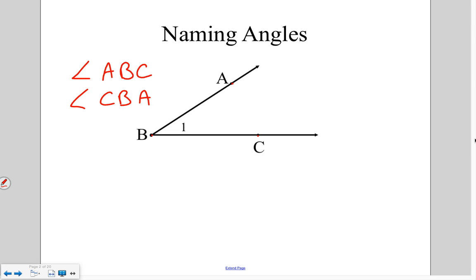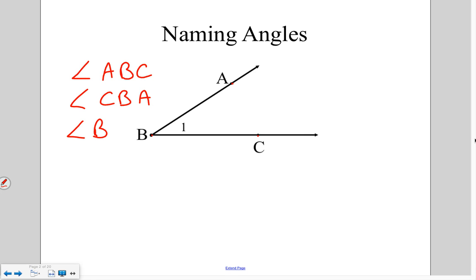Now, a couple other ways to name the angle, and we can do that in this diagram. You can name an angle by just the vertex. So another way to name this angle is just by saying angle B. This gets into trouble when you start having more than one angle at a specific point. But in this case, there's only one angle, and it's angle B. So we can name it angle B.